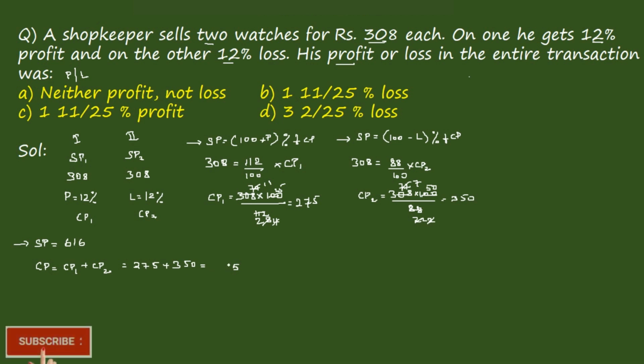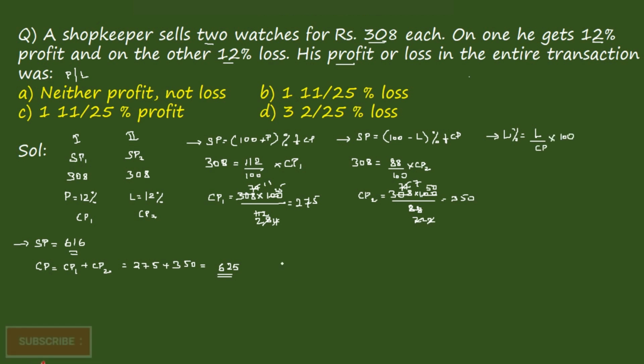Then it becomes 625, right? Selling price is 616 and cost price is 625. Then there is a loss, right? The loss percentage we have to find out, which is equal to loss by cost price into 100.